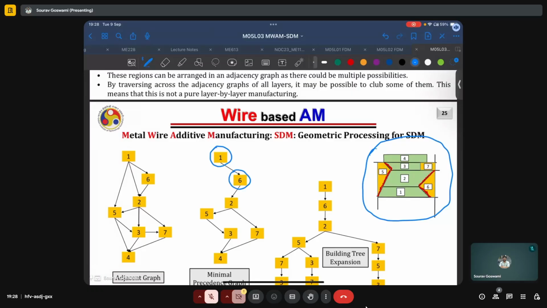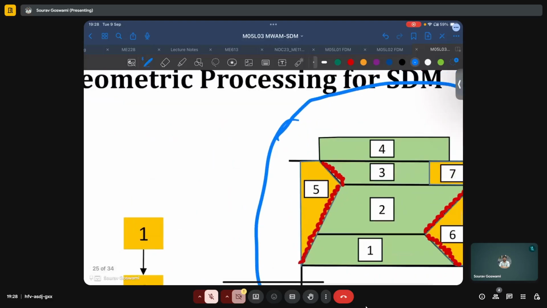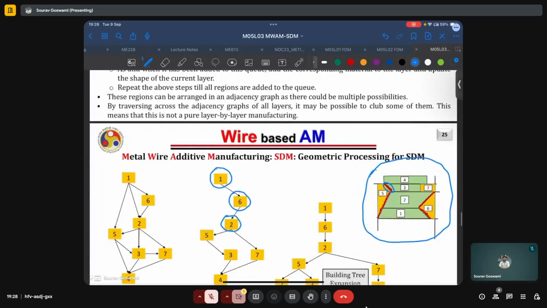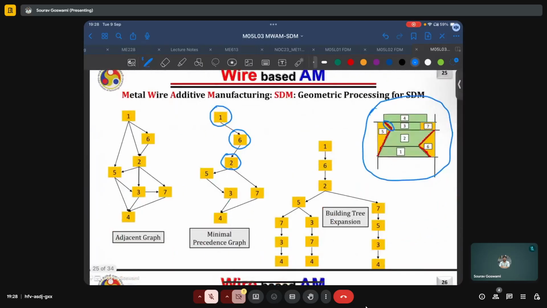Once 6 is deposited, we can only deposit 2. However, once we have 2, we can either opt to deposit 5 or 7. 3 cannot be deposited because of this unsupported face of 3 here. So once 2 is deposited, we can either opt to deposit 7 or 5, which is also shown in this graph here.